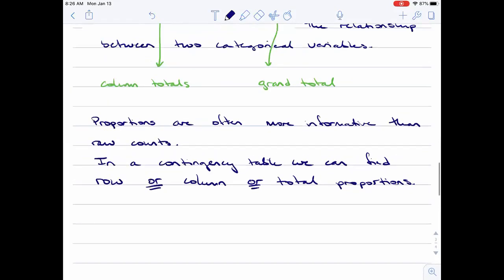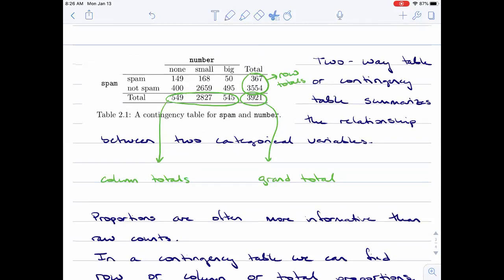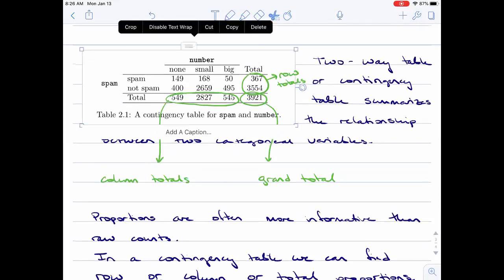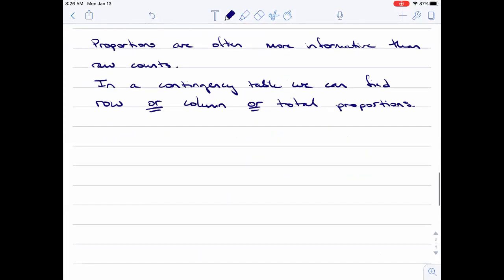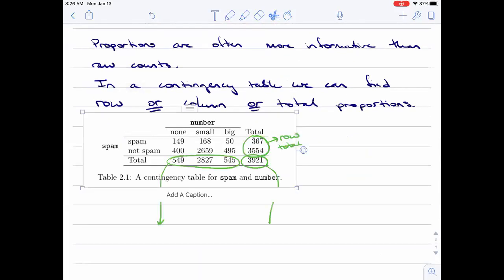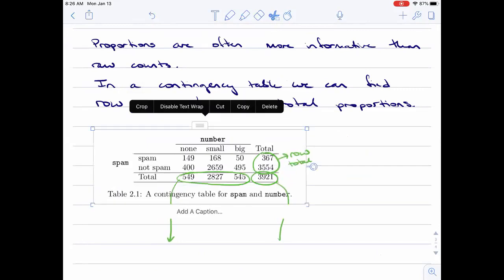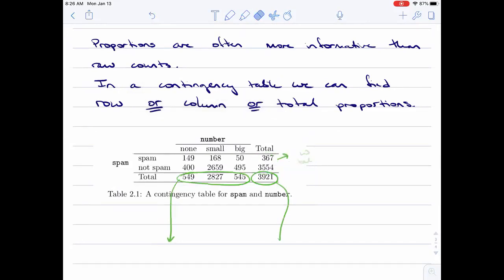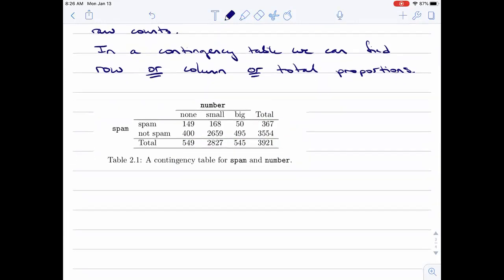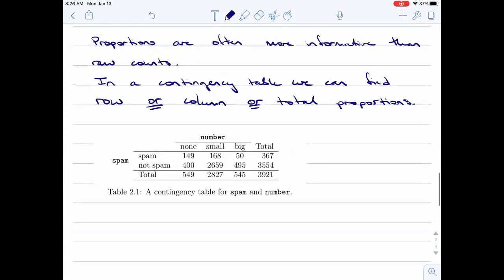For example, I'll just steal this again. Copy. Clean it up a bit. If I use the row totals, I'll break it down a bit. Let's talk about each individual cell in here.